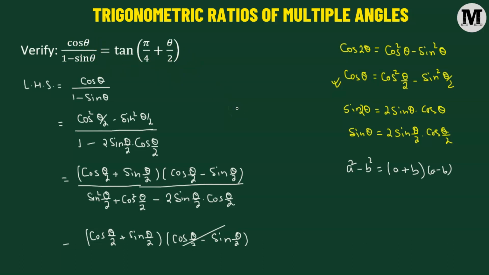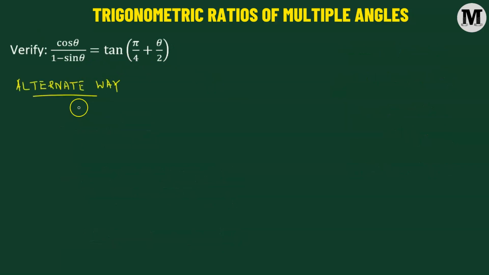However, this is not the only way. There are multiple ways to verify the given equation. So let's go to another method. Here we'll again start from the left hand side. So here we have cosine of angle theta divided by 1 minus sine of angle theta.